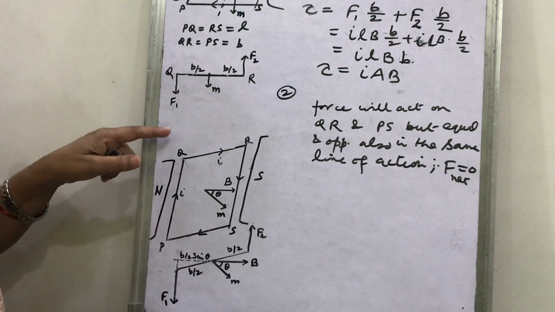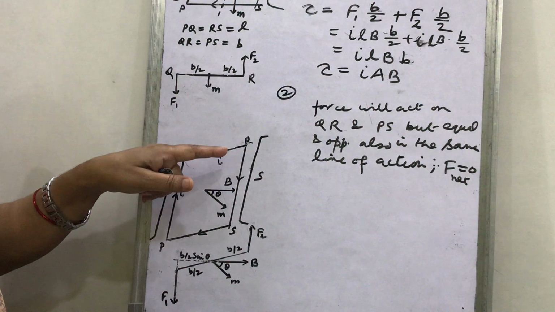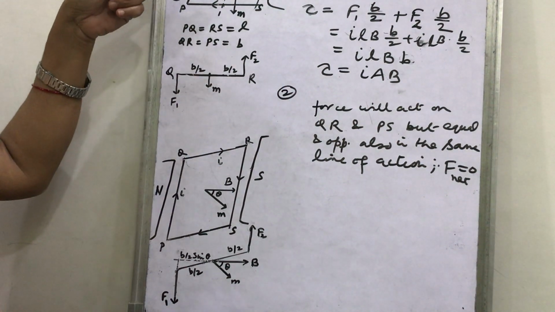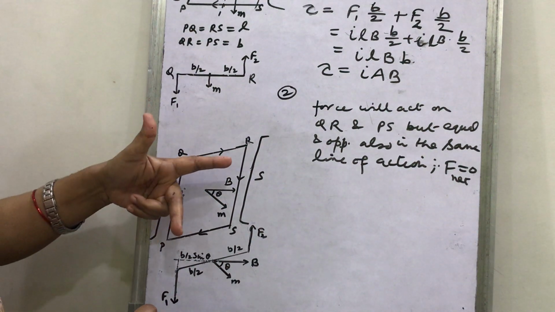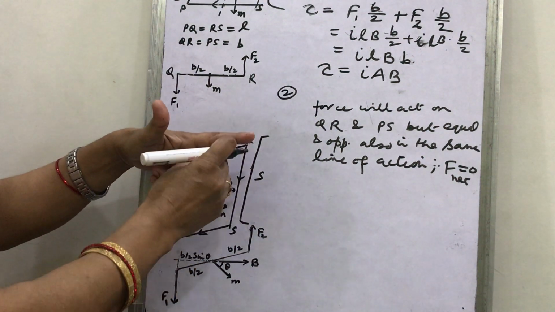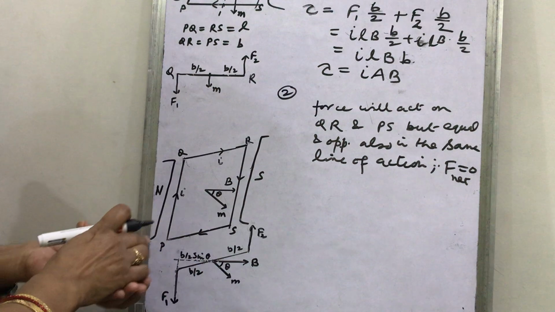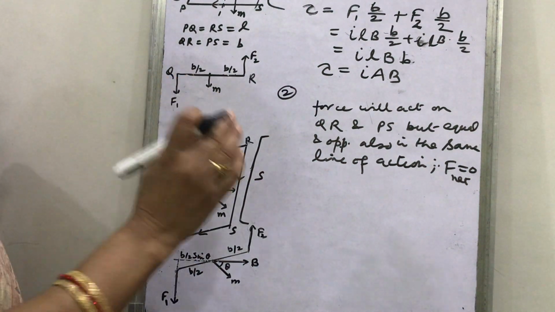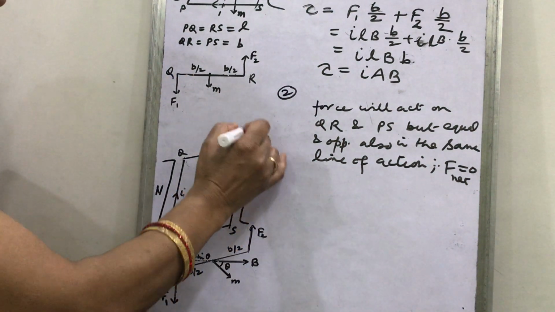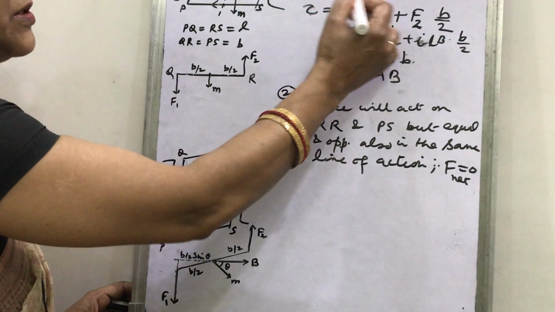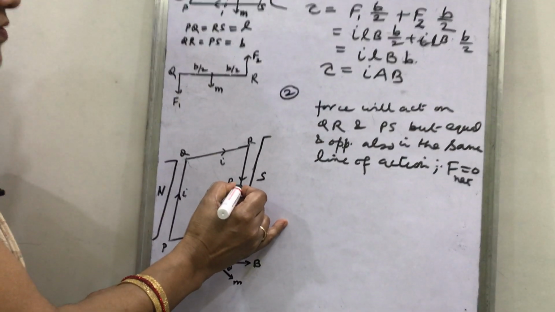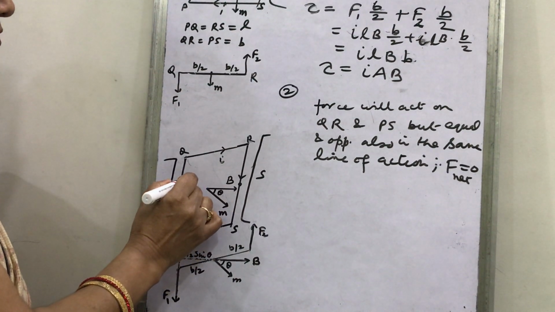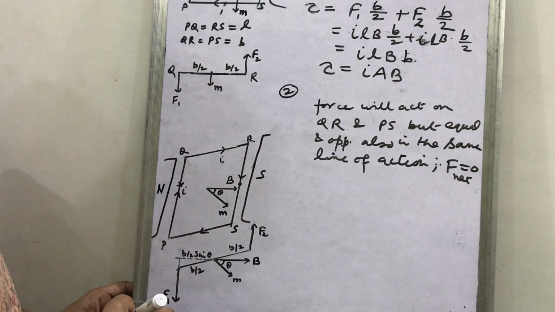What about PQ and SR? Similar to the first case. At this RS, magnetic field, this current downward, force upward. So the torque will be constituted only by, here at RS we have taken the force F2. So here F2 will be upward and this will be downward, and it will constitute torque.